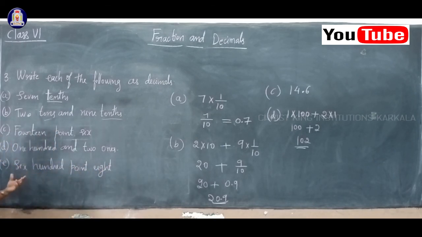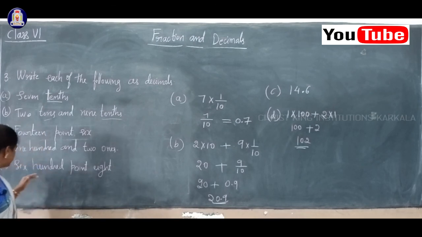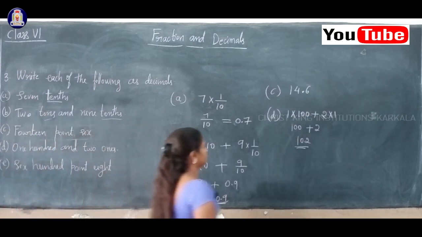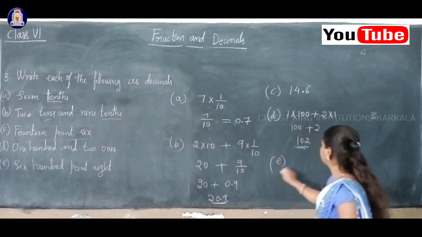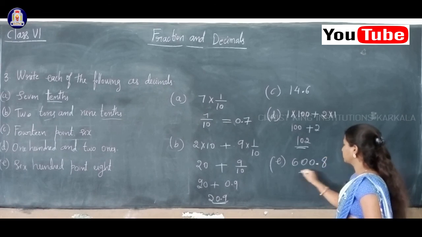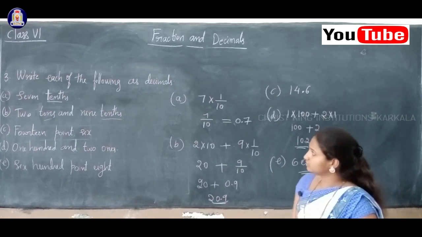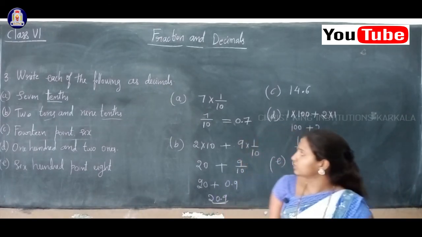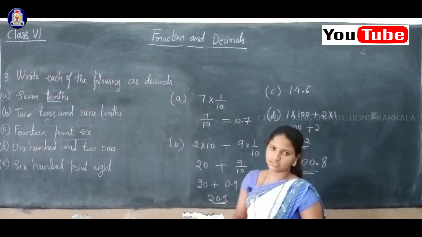Similarly, the last one, 600.8. 600, correct? 600.8. It is given directly, so we can write 600.8. So this is writing the given words as a decimal. Okay, decimal point. Yes. Thank you.